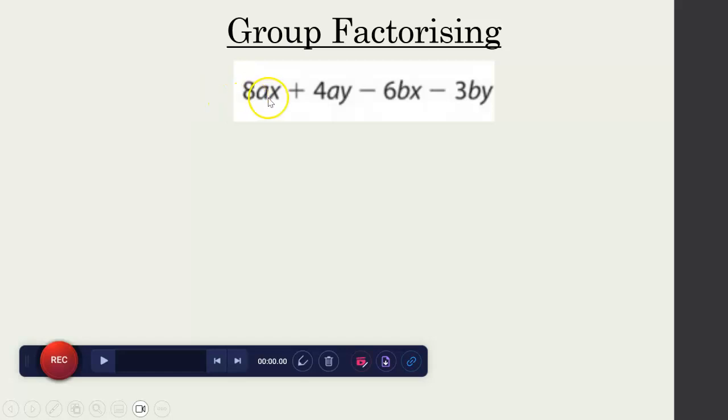Let's look at this example. I have 8ax plus 4ay minus 6bx minus 3by. So again, I look at the first two. I look at the second two. Okay, well, what's the highest common factor of these two things? Looking at the coefficient first, at the number, 4 and 8. What number divides into 4 and 8? It's 4. I have an ay and an ax. What variable will divide into both of these? Can I divide this by an x? I can. I can't divide this by an x. I can divide this by a y, but I can't divide this by a y. But I can divide both of them by a. So that's where I got my 4a from. This is the highest common factor.